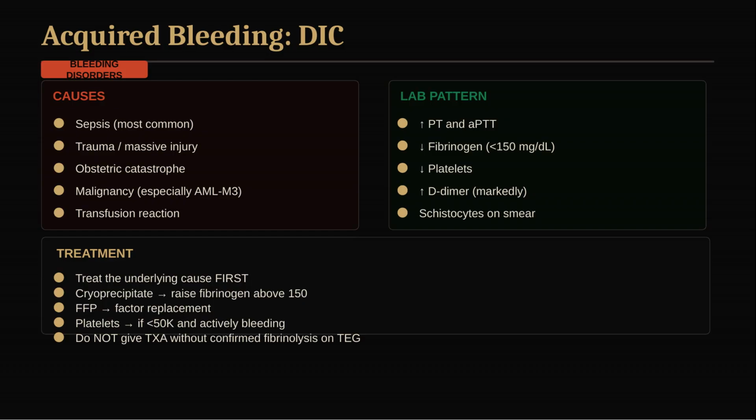Treatment is: treat the cause, replace what is missing. Cryoprecipitate for fibrinogen below 150, FFP for factor replacement, platelets if below 50 and actively bleeding. Do not give tranexamic acid in DIC without confirmed fibrinolysis on TEG.